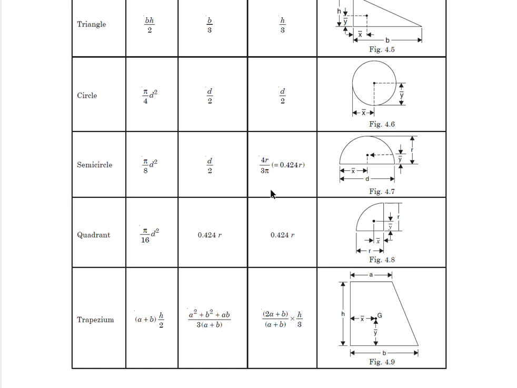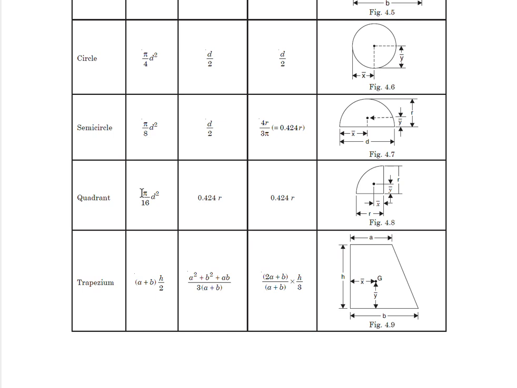So for a quadrant circle, that is 1/4 of a circle, the area comes out to be pi by 16 d square, because it is 1/4 of a circle, and the x location and y location are both 4 r divided by 3 pi. So this is 0.424 r, both along the x as well as along the y direction.